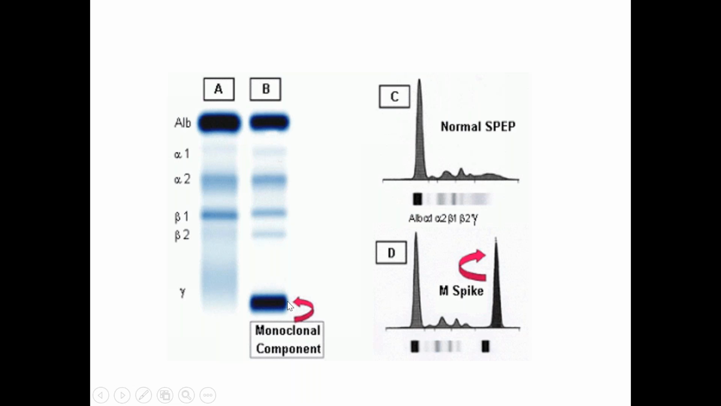So multiple myeloma is a cancer condition. There is proliferation of the plasma cells, and gamma globulin is produced in this condition. So this discrete band in the gamma region is due to the monoclonal component, that is gamma globulin. So B is the gel picture of the multiple myeloma patient serum. And in the corresponding graph, here is albumin, and in the gamma region you can see the M spike. Okay, so please note these changes in multiple myeloma.